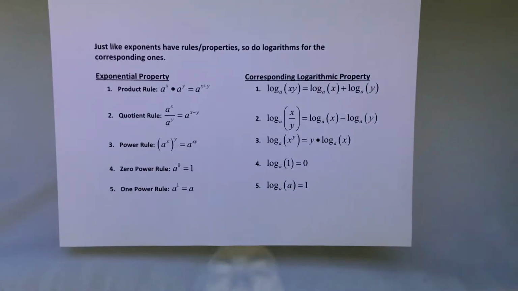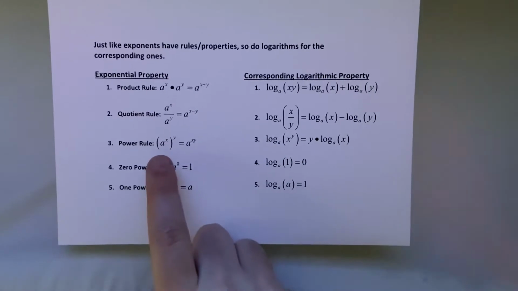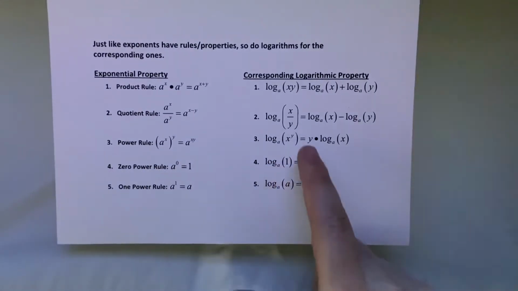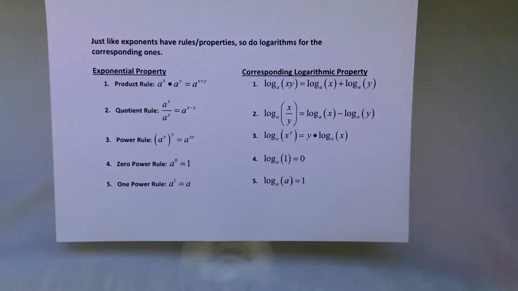The power rule: power to a power you multiply. If you have a number raised to a power inside a logarithm, you can bring that power in front of the logarithm and it's a coefficient now.